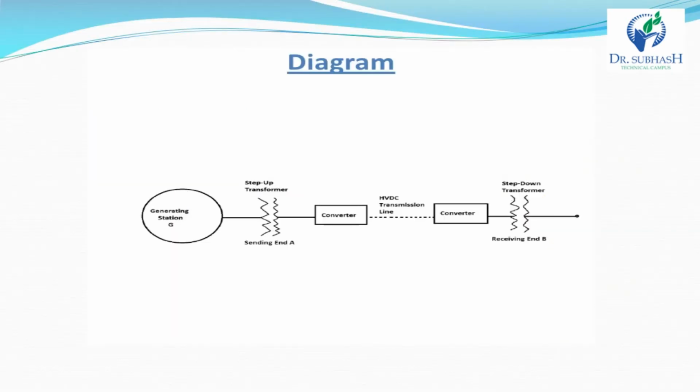Now we see how HVDC transmission works. In the figure we see the generating station where the power is generated in the form of AC. Here is the step up transformer which is used to step up the voltage, and there are two converters, and here is the step down transformer, and here is our load connected.